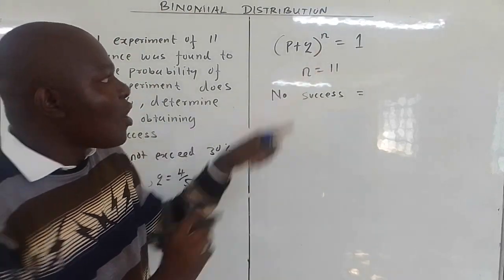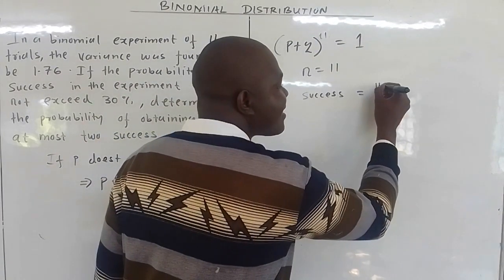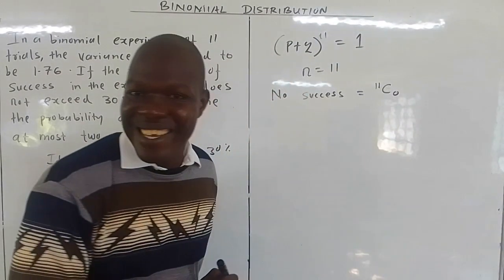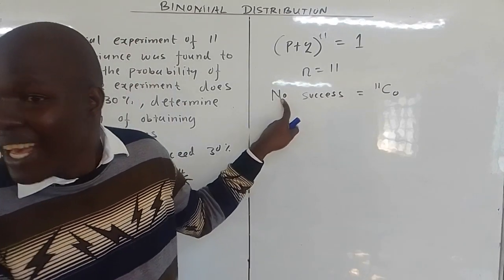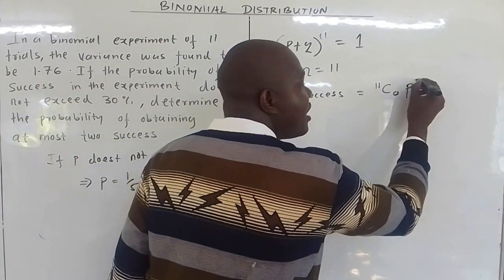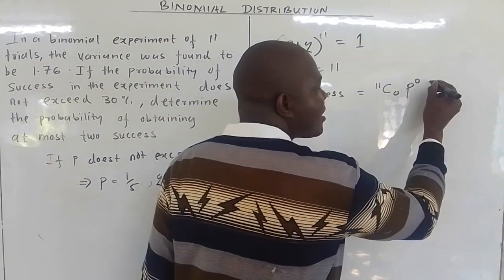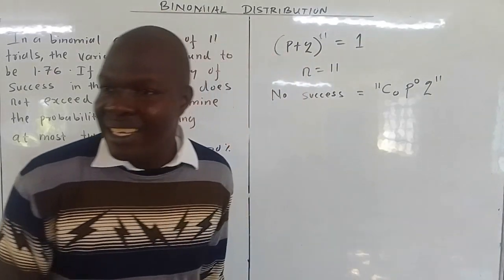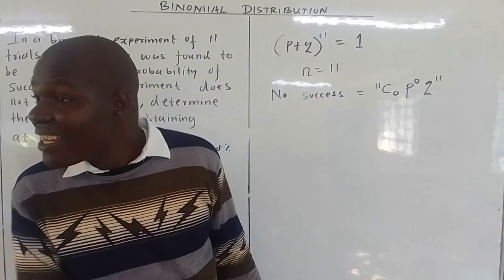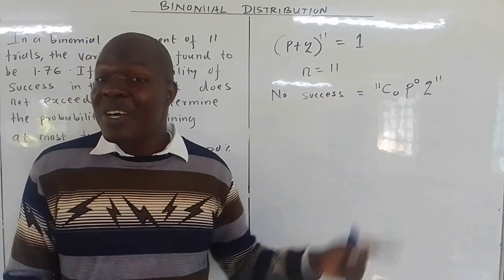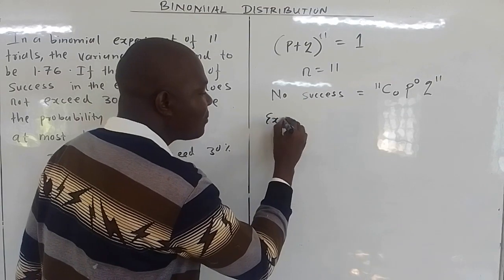And our N is what? N is 11. So it means it is 11 combination 0, because no success is 0, isn't it? 11 combination 0, and our P, defining success, is to power 0. So when P is to power 0, Q is to power 11, because if you add the two powers, you must get 11, isn't it? Meaning when P is power 0, Q is power 11, isn't it? Yes.